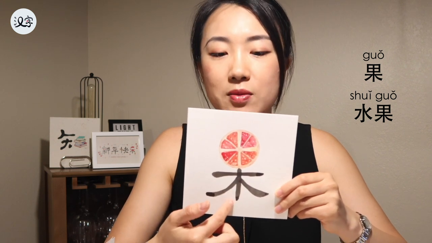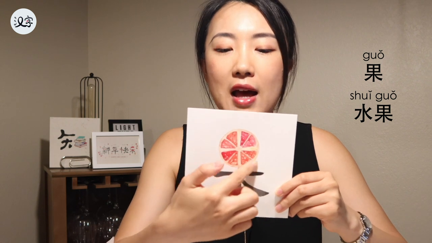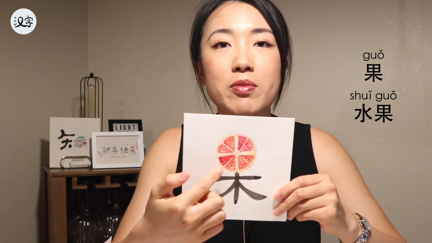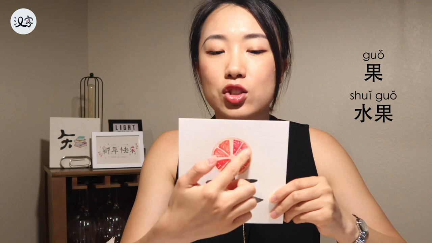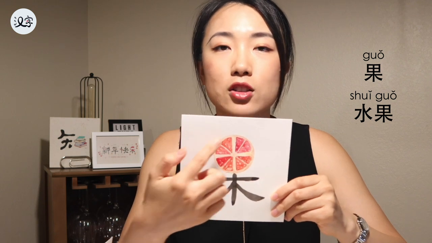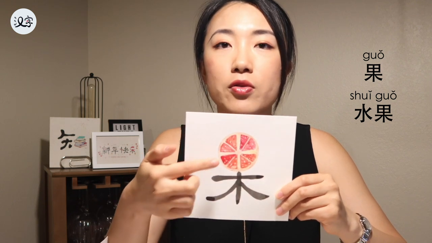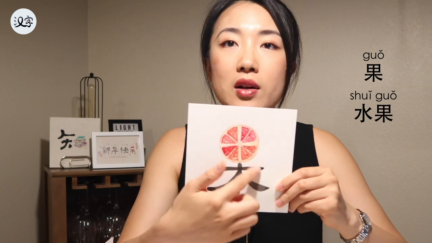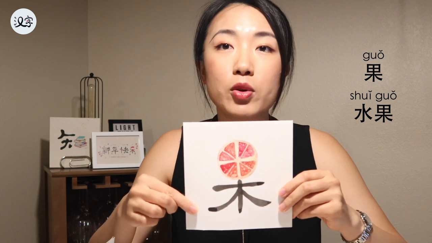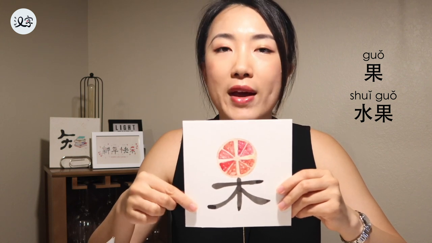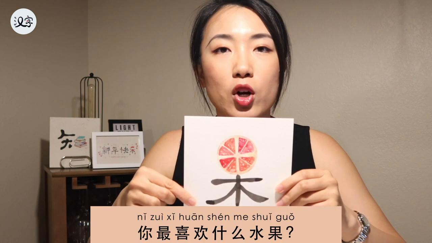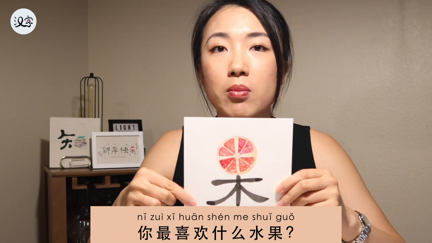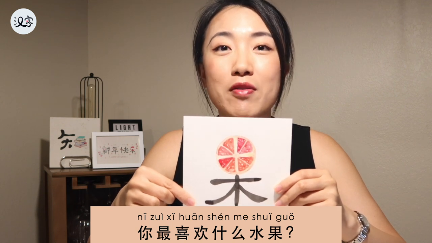tree related. Imagine the top part as an orange or grapefruit. It's divided into equal parts and it looks like a fruit. So a fruit growing on the tree. So 果 means fruit. Common word 水果, fruit. For example, 你最喜欢什么水果? What's your favorite fruit?